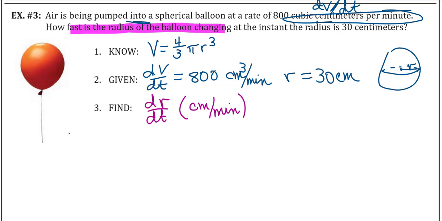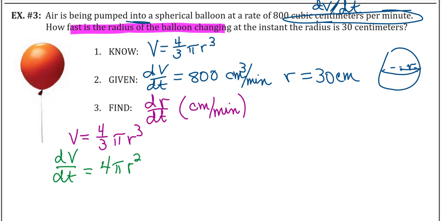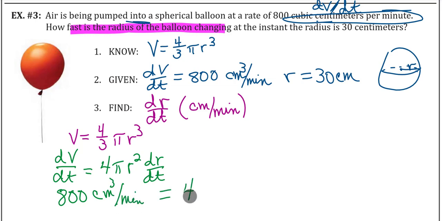Okay, so we're going to start with V equals 4/3 pi r cubed. Now we're going to take the derivative with respect to time. So dV/dt is going to equal 4 pi r squared times dr/dt. Okay, so now we can substitute in everything that we have. So we know that the rate of change of the volume is 800 cubic centimeters per minute, and that's equal to 4 pi times 30 centimeters squared, and then we have times dr/dt.